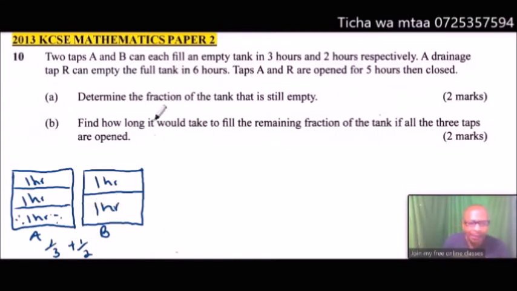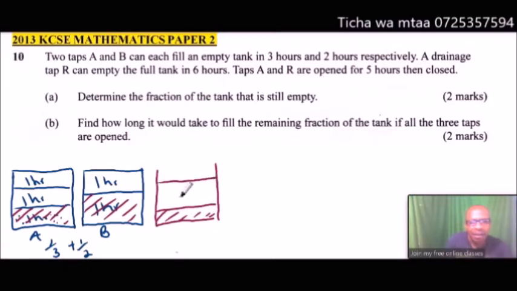So it means this part here and this part here is the amount of water that will be in the tank. So our tank will have this third, like that. This is water, and then a half of it. So this is what will be filled by A, and this is what will be filled by B. I think that once you understand that, then this question will be very easy for you.